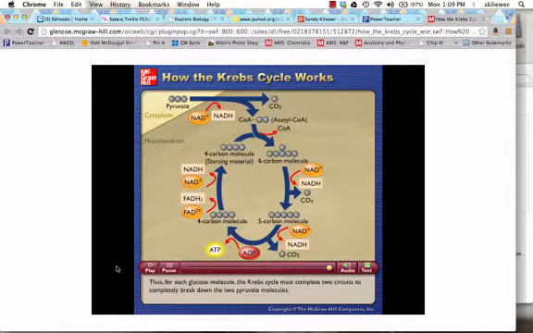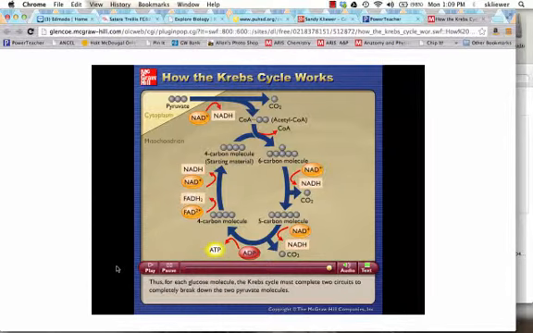Which is what we called the citric acid cycle in that one diagram. Yeah, that one. So right there.